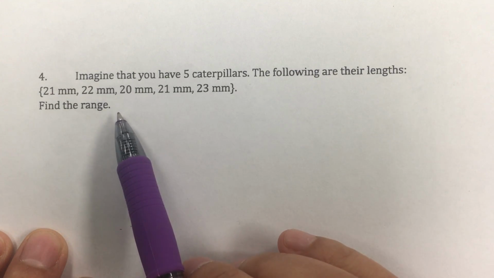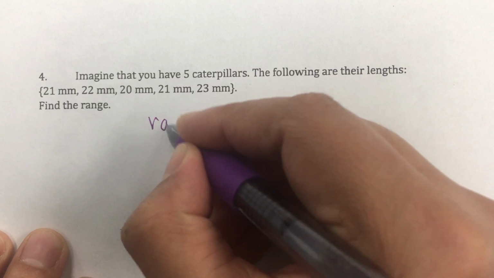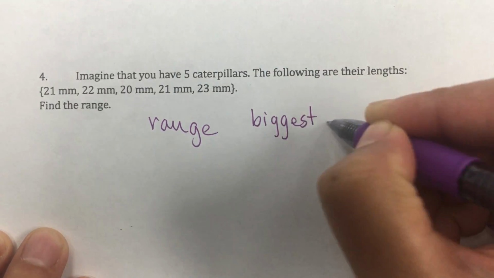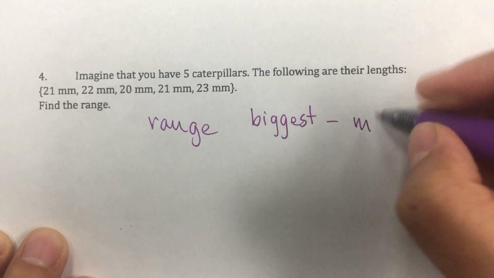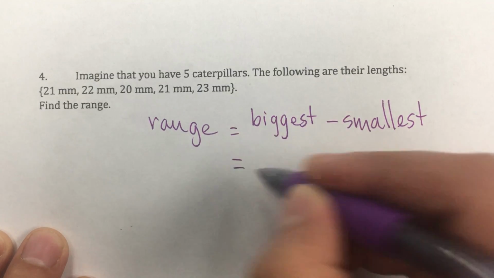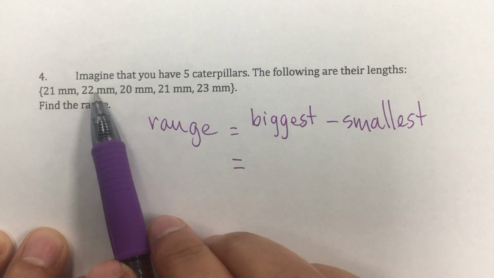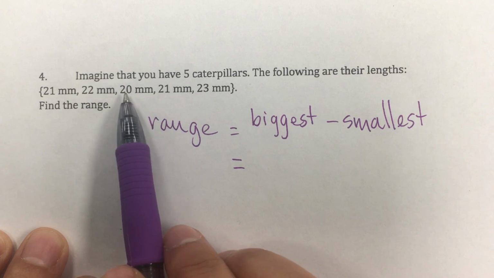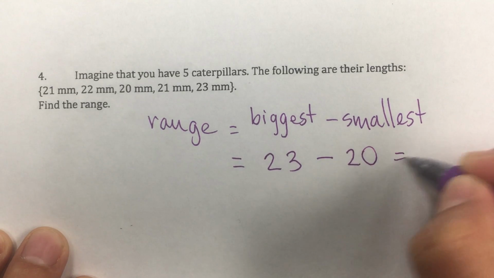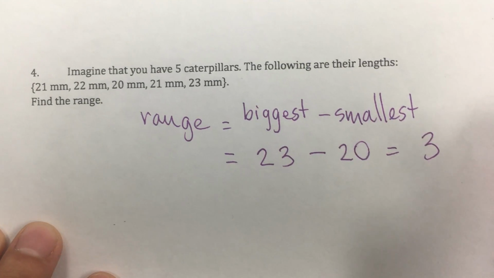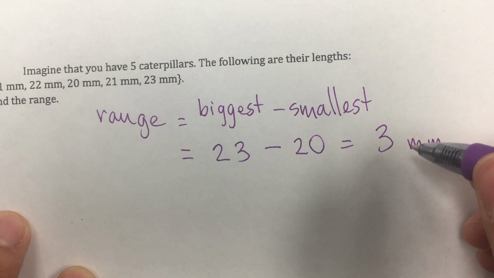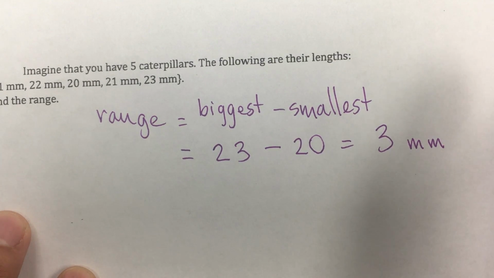Find the range. The range, remember that for the range is the biggest minus the smallest. Whoops, minus smallest. Okay, so in this case, the biggest is 23 and the smallest is 20. So all you have to do is get 23 minus 20, and that gives you 3. Okay, 3 millimeters. So that's the difference between the largest and the smallest, basically.